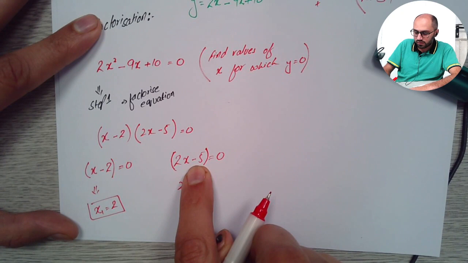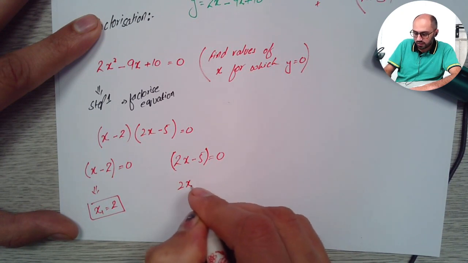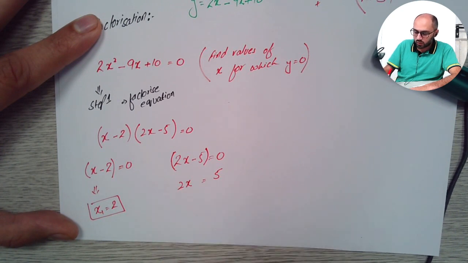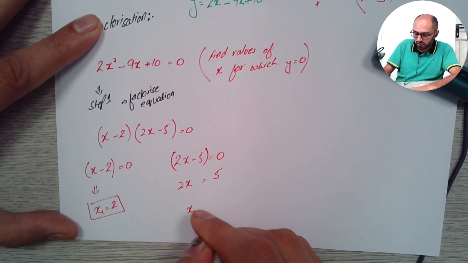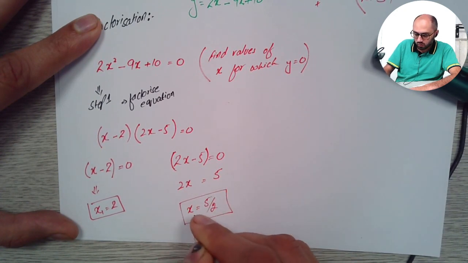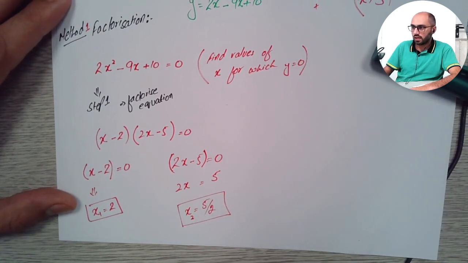If you make x your subject here, you have to follow the steps. First, you take this minus 5 to the other side. It will become 2x equals 5. Now to get rid of this 2, you divide both sides by 2 and it will give you x equals 5 over 2. I'll call this one x2.